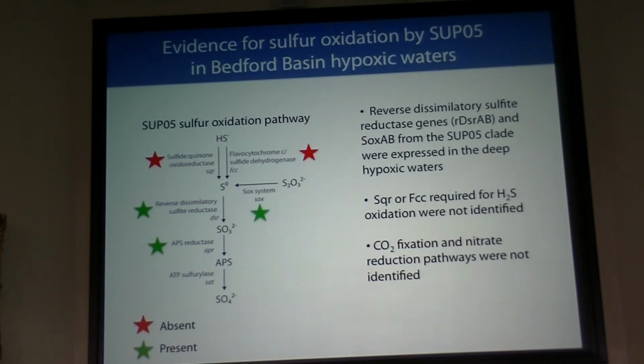Interestingly, we don't find any of the genes for CO2 fixation, so it's unknown at this point how this organism is actually acquiring its carbon in the system. And we didn't find any of the genes for nitrate reduction pathways being turned on as well. So we can really only say that this is a population that is performing sulfur oxidation, but we don't know much more about its carbon and nitrogen pathways.